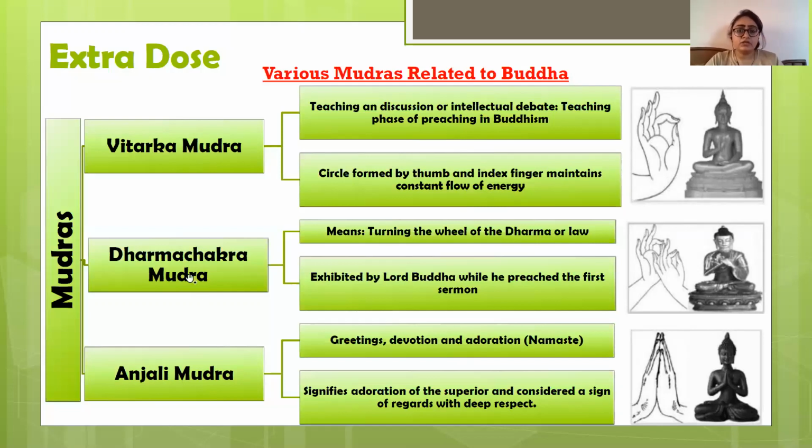Okay, then you have the Dharma Chakra Mudra. So it means turning the wheel of dharma or law. If you do it like this, in the picture you can see the hands are like this. One circle is over here, another one is maintained by this finger. This is called the Dharma Chakra Mudra. So it is exhibited by Lord Buddha while he preached the first sermon. We have seen it already, Dharma Chakra Mudra.